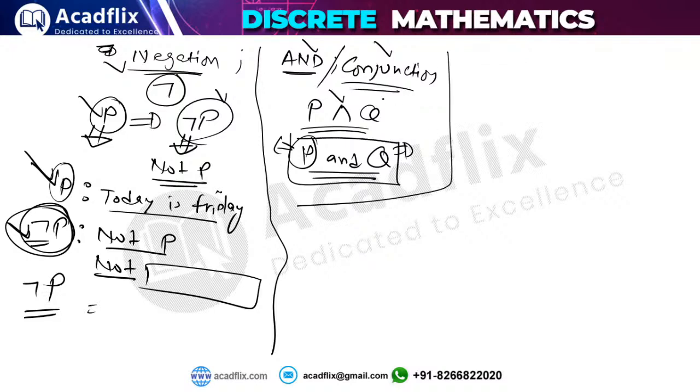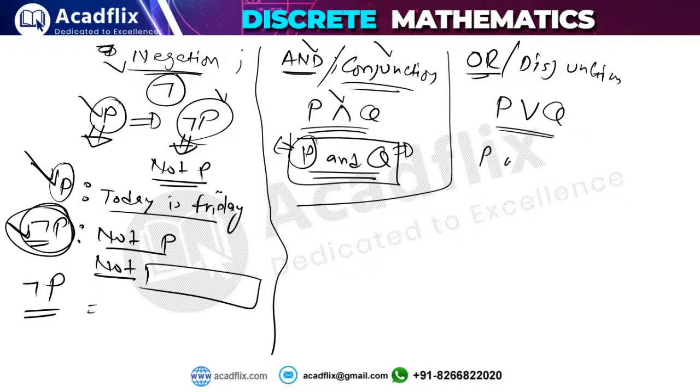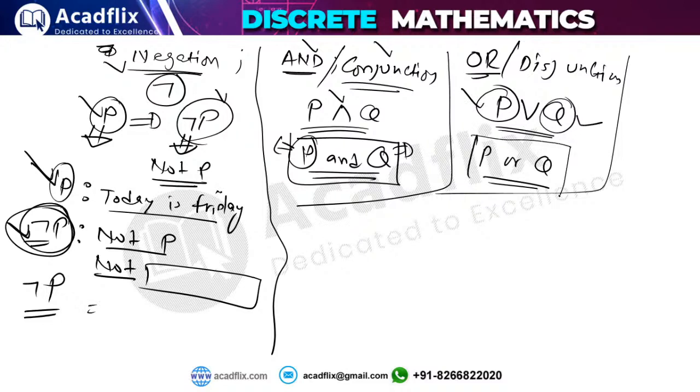The next connective we will see is OR. It is also known as disjunction. The symbol that we will use is this, P or Q. We will read it like this, P or Q. You can see that you have two existing propositions, and you have constructed a new proposition.